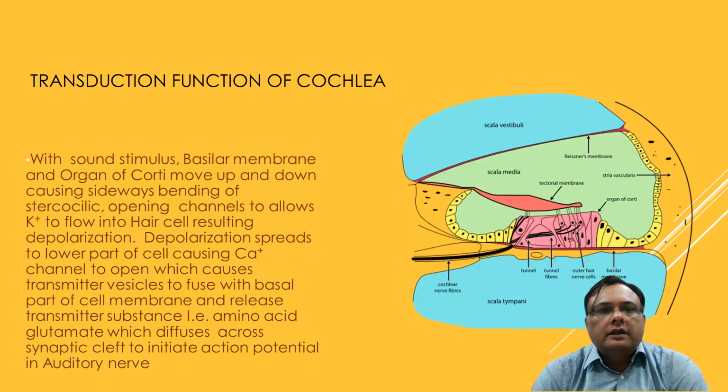Transduction in the cochlea. With sound stimulus, the basilar membrane and organ of Corti move up and down, causing sideways bending of stereocilia, opening channels to allow potassium to flow into hair cells, resulting in depolarization. Depolarization spreads to the lower part of the cells, causing calcium channels to open, which causes transmitter vesicles to fuse with the basal part of the cell membrane and release the transmitter substance, that is the amino acid glutamate, which diffuses across the synaptic cleft to initiate an action potential in the auditory nerve.